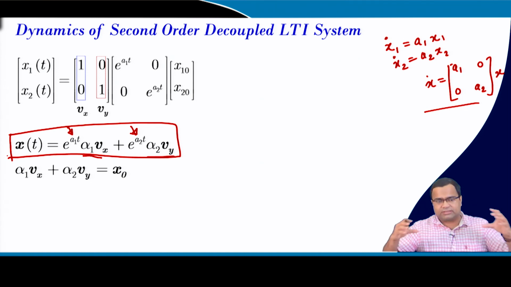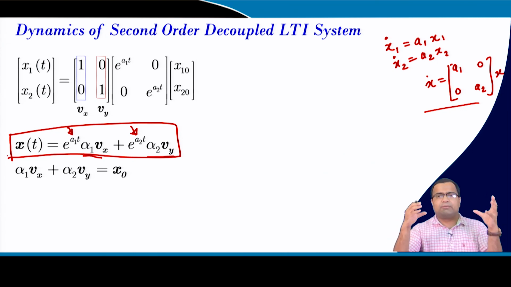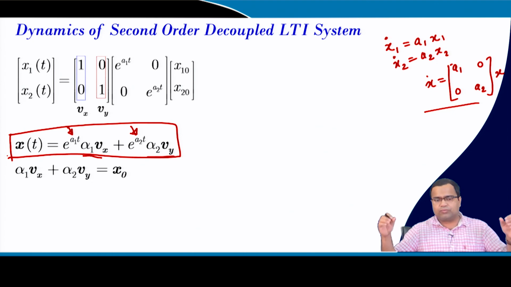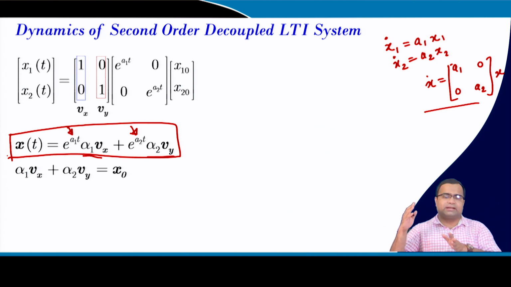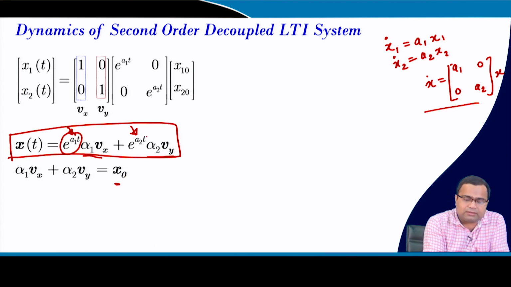Even if you have an nth order system, you can write e to the power a1 t alpha 1 V1, e to the power a2 t alpha 2 V2, and so on. We can add e to the power an t alpha n Vn. So, you can write n number of combinations. For this second order system, at t equal to 0 initial condition, this quantity will be 1, this will be 1.